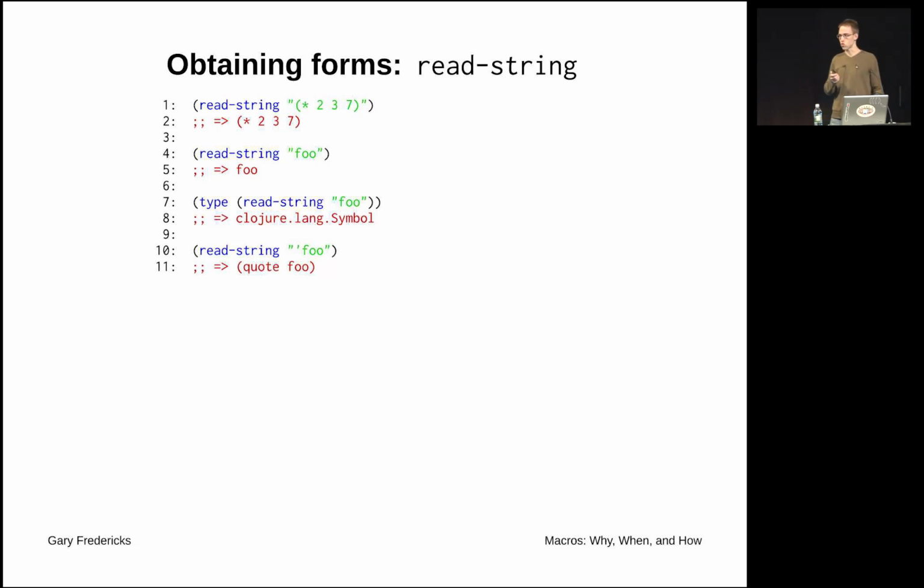You can also get forms by using the reader. So if you call read-string on a string with some Clojure code inside of it, then you're going to get the data structure returned. If you read a string with foo, you'll get a symbol. And more interesting, on line 10, if you read a string that has a single quote in front of foo, you're going to get back a list with the symbol quote and the symbol foo in it. So the correspondence between the single quote form and the long form quote is at the reader level.